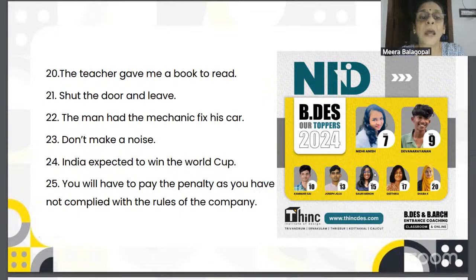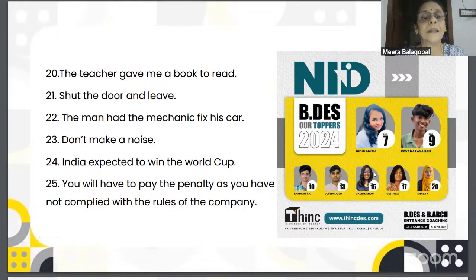Shut the door and leave. That is a command. So how will you change it? That is, let the door be shut. Let the door be shut.